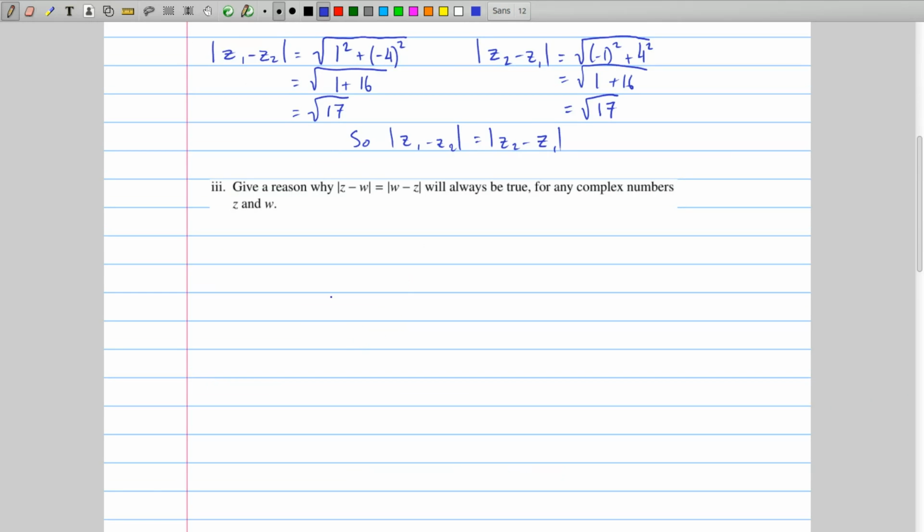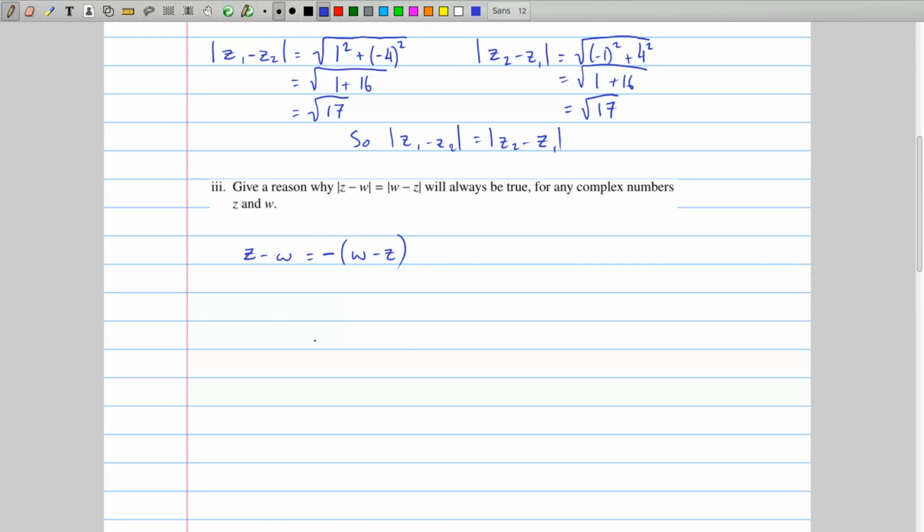The third part asks us to give a reason why the modulus of z minus w is equal to the modulus of w minus z. Give a reason why that's always true for any two complex numbers z and w. There are a few valid answers to that, but the easiest one is probably just to say that z minus w is equal to minus (w minus z), and you can see that that works out because the minus and the w will combine to be a minus w, and then the minus and minus z will become a plus z.